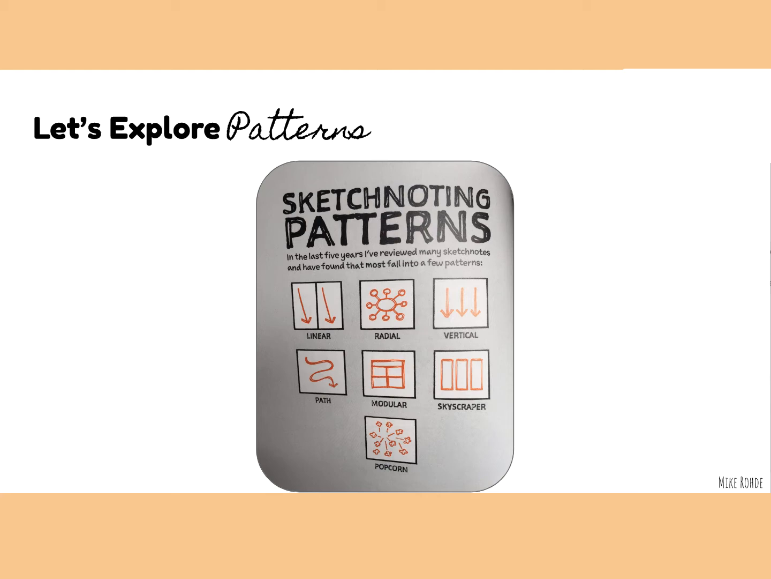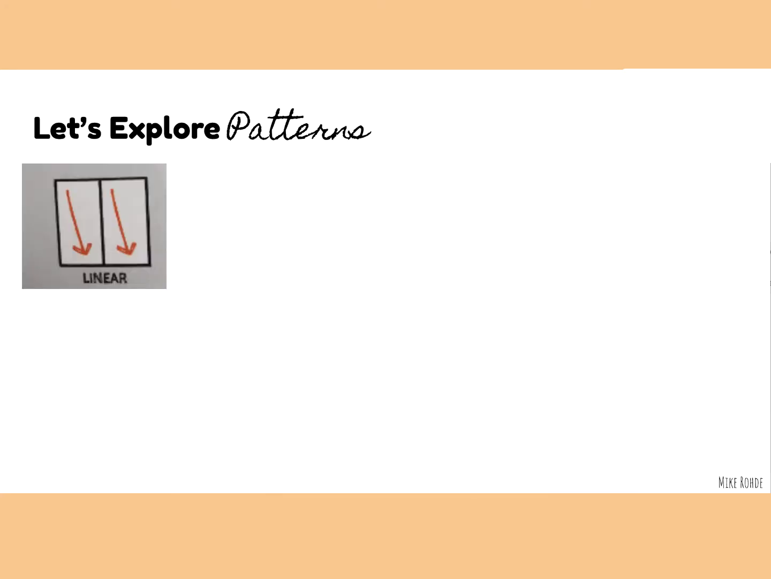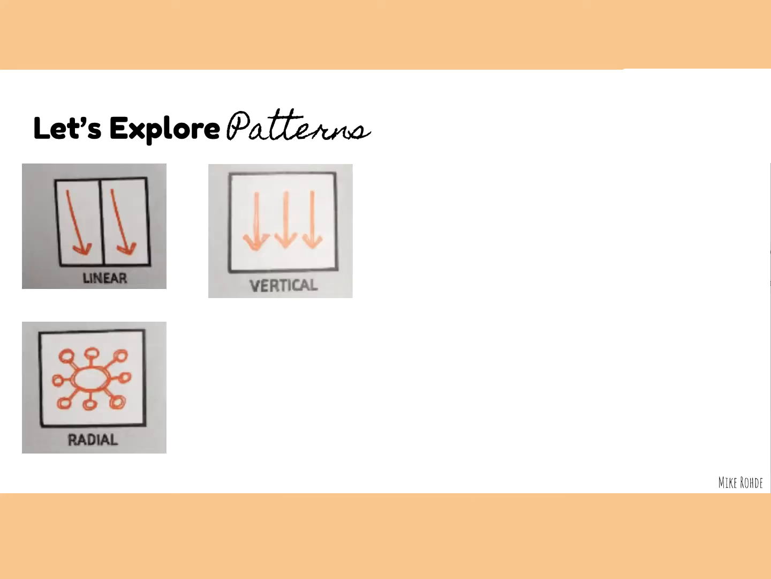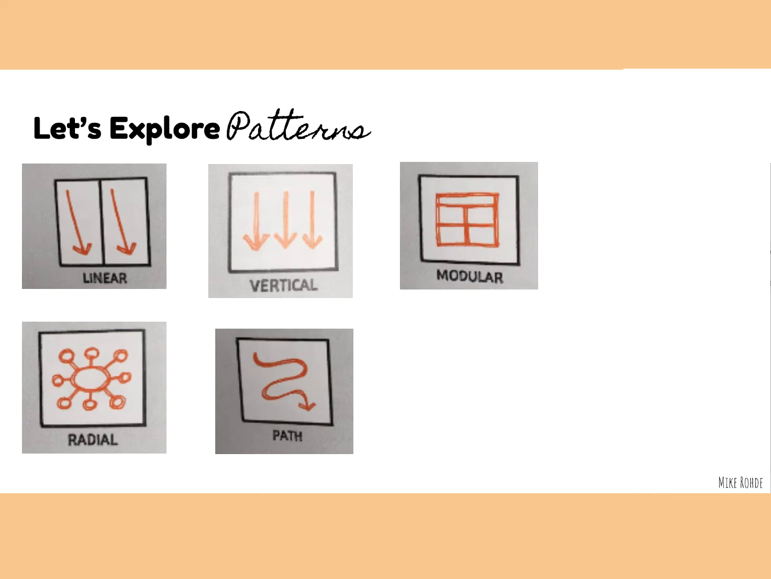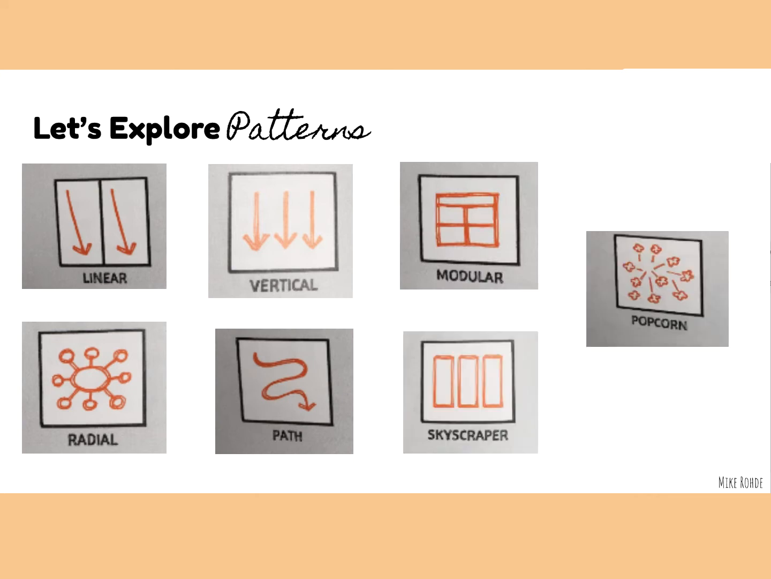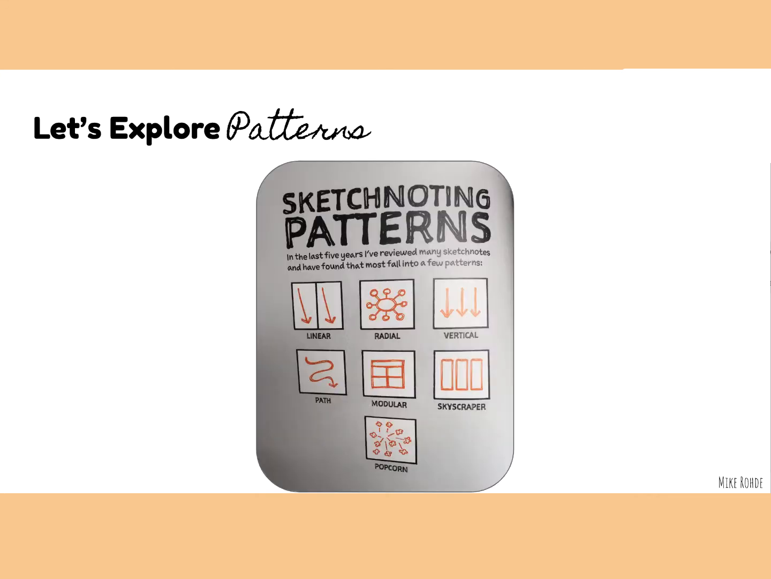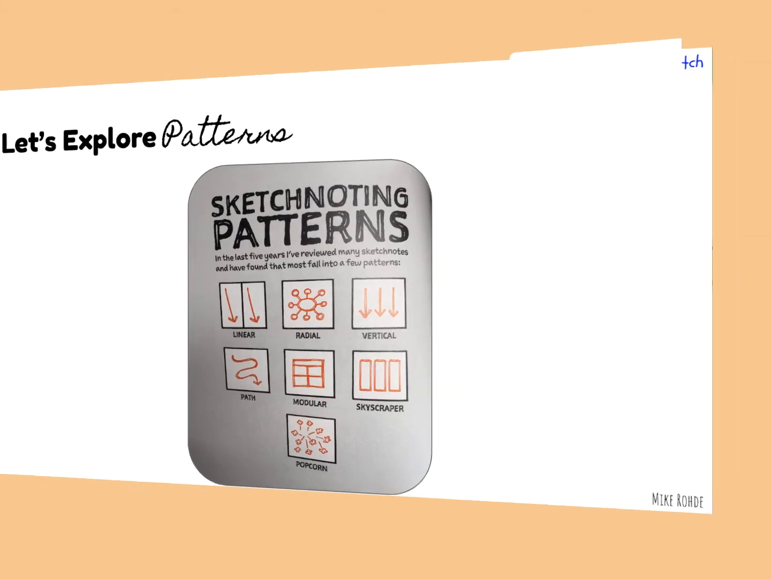it up differently. In Mike Rohde's book, The Sketchnote Handbook, he outlines these 7 sketchnoting patterns: linear, radial, vertical, path, modular, skyscraper, and popcorn. I'm going to show you an example of each of those and comment on when I use them or when I've seen them used.